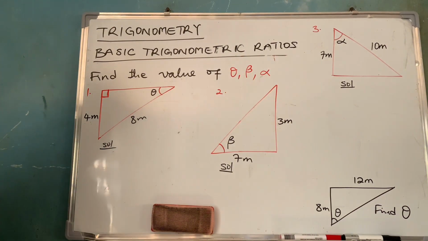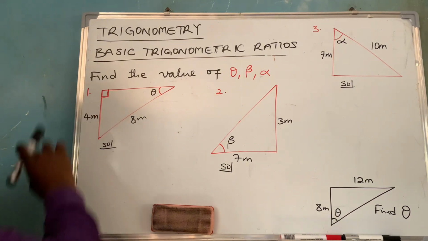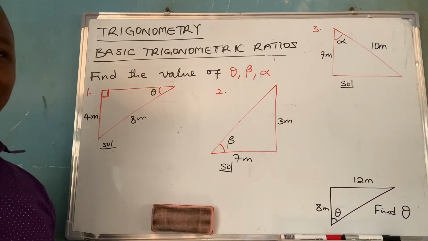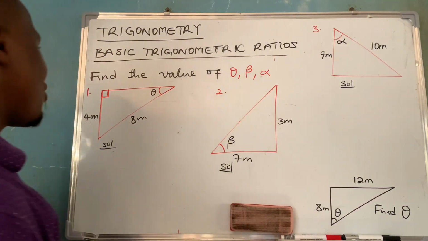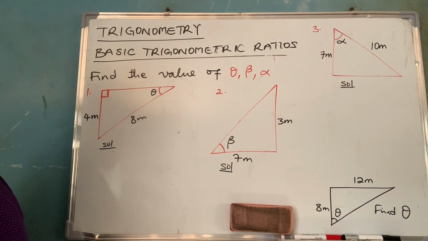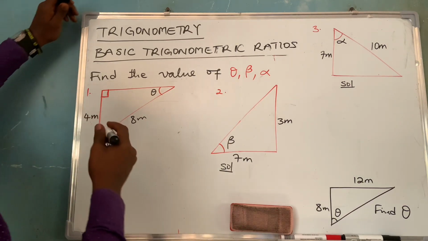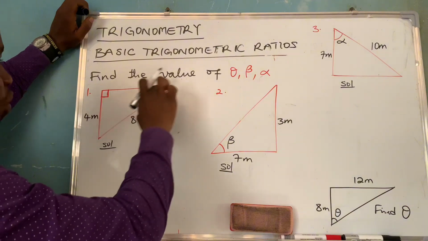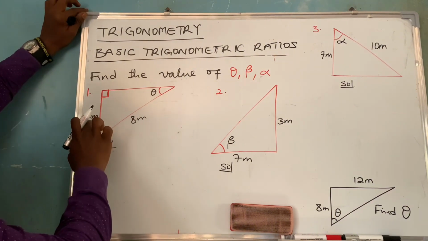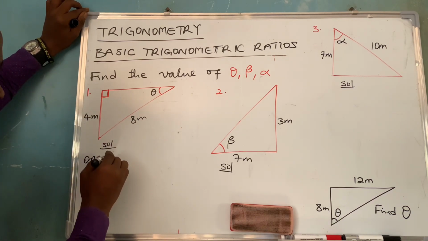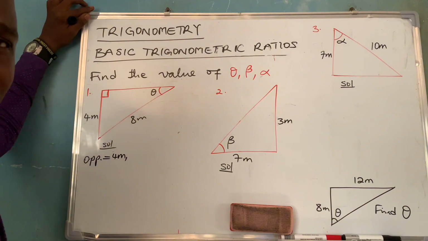Alright, so the first one here says this is a right angle triangle. We are given this side 4 meters. We are given the length of this side 8 meters. Then we want to find the value of theta. Before we calculate the value of angle theta, let us first identify the sides that are given to us. In our previous video, we learned that the side that is facing the given angle, theta here, is what we call the opposite side. So the opposite side is 4 meters.